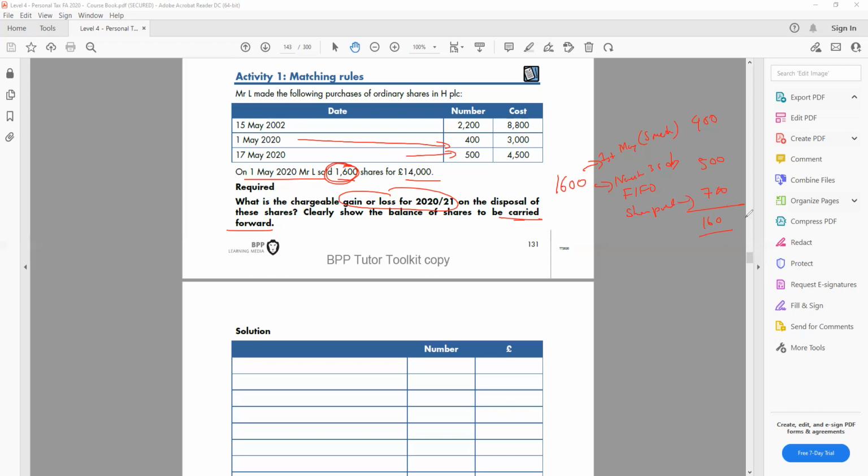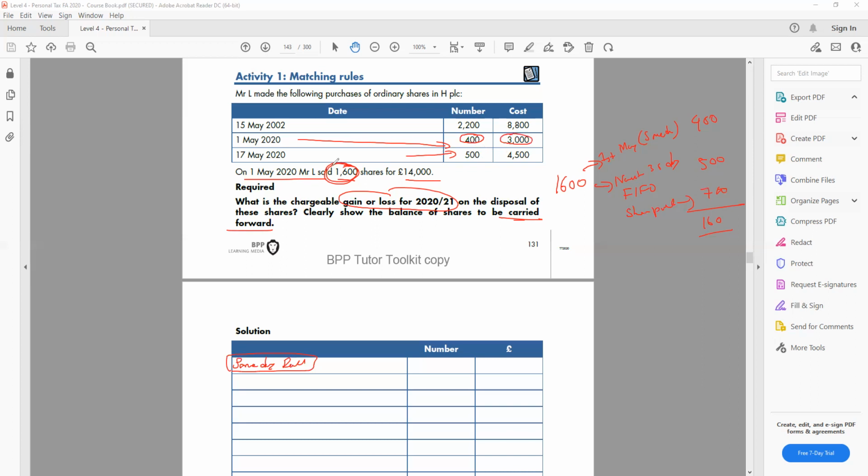Okay, now let's do some workings for that. The first one, we go for the same day rule. So let's have a look at the same day. For the same day rule, we need to see how much the cost is and how much the proceeds are. So for the same day we can see on 1st of May, that is 400 shares, and the cost is 3,000.